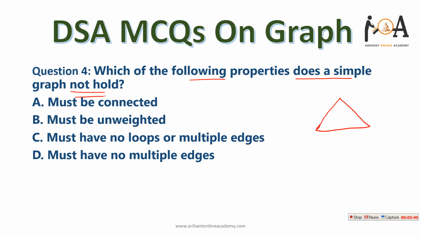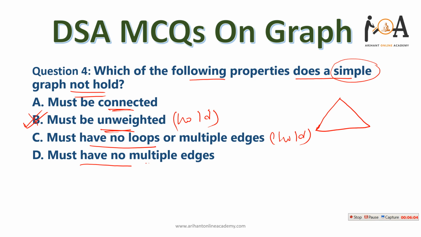Now, must be connected, must be unweighted. So my simple graph may be unweighted. It is okay. It must be unweighted. It is true. It should always hold. Must have no loops. Yes, a simple graph doesn't have any loops or multiple edges, so it should always hold. Must have no multiple edges. Yes, if my graph is a simple graph and it does not have any multiple edges, so it will always hold.